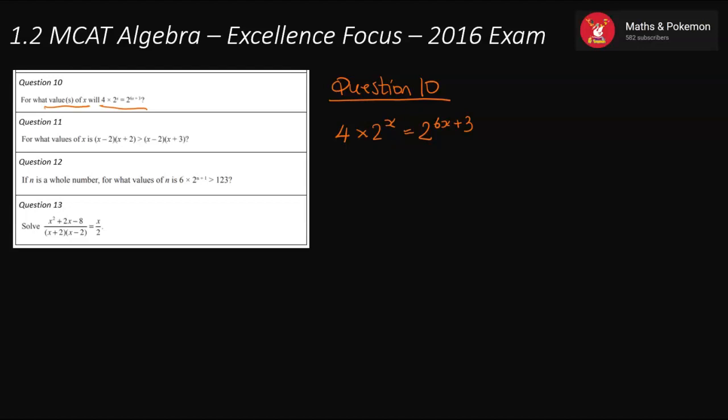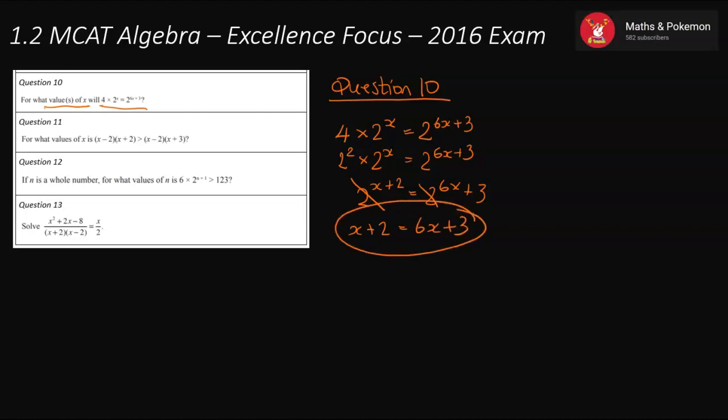Luckily here, 4 is 2 squared. So I'm going to change that: 2 squared times 2 to the power of x should be equal to 2 to the power of 6x plus 3. I can now simplify this expression. They have the same base number, so I'm going to add the powers together. So 2 to the power of x plus 2 is equal to 2 to the power of 6x plus 3. I can now cancel out those base numbers, leaving me with x plus 2 is equal to 6x plus 3.